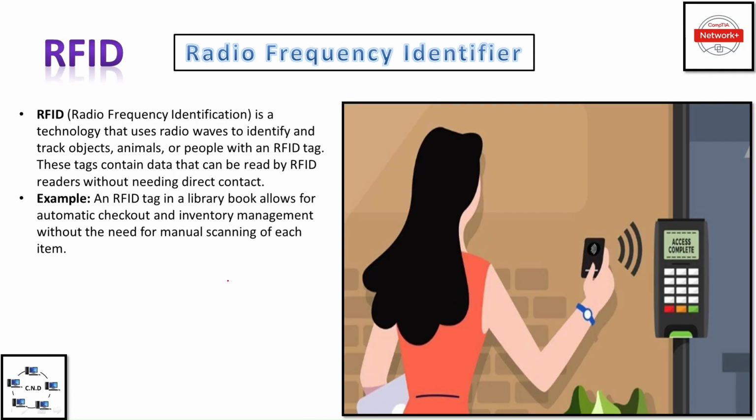RFID, that is radio frequency identifier. So RFID, radio frequency identification, is a technology that uses radio waves to identify and track objects, animals, or people with an RFID tag. These tags contain data that can be read by RFID readers without needing direct contact. For example, an RFID tag in a library book allows for automatic checkout and inventory management without the need for manual scanning of each item.